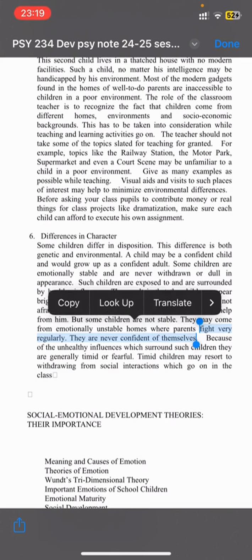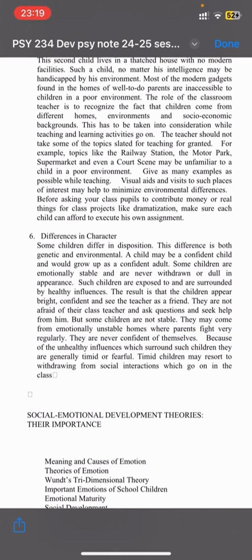Differences in character. Everybody's character is different. The difference is both genetic and environmental. A child may be a confident child and grow up as a confident adult. Some children are emotionally stable and never withdrawn. Timid children may result to withdrawing from social interactions which go on in the class. So as a teacher, if a child hasn't spoken, try to bring them out of their shell, especially in their formative years. You don't want timid children. So that will be the end of our class of part 2.